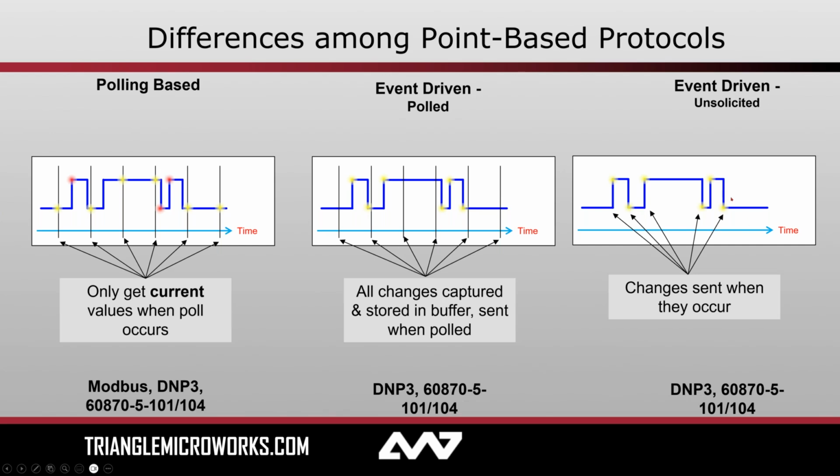Finally, in event-driven unsolicited, you'll notice there are no longer these vertical black lines like we had in the polling-based paradigms. Here, as the changes occur, they're just sent up to me after, again, some short buffer period, depending on how you have it set. And I capture that data and log it in my SCADA system or historian.